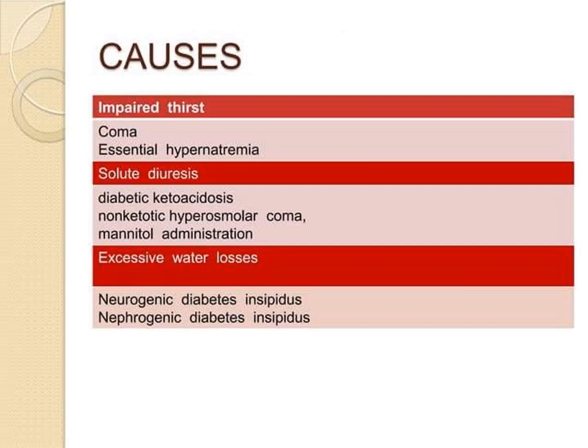It can be due to impaired thirst in a comatose patient, where the patient is not able to drink water, so it can lead to hypernatremia. Thirst is impaired. Essential hypernatremia. Diabetic ketoacidosis can also present with hypernatremia, where diuresis is there, meaning water is excreted out and in the body only sodium is left. Non-ketotic hyperosmolar coma. Mannitol also increases it.